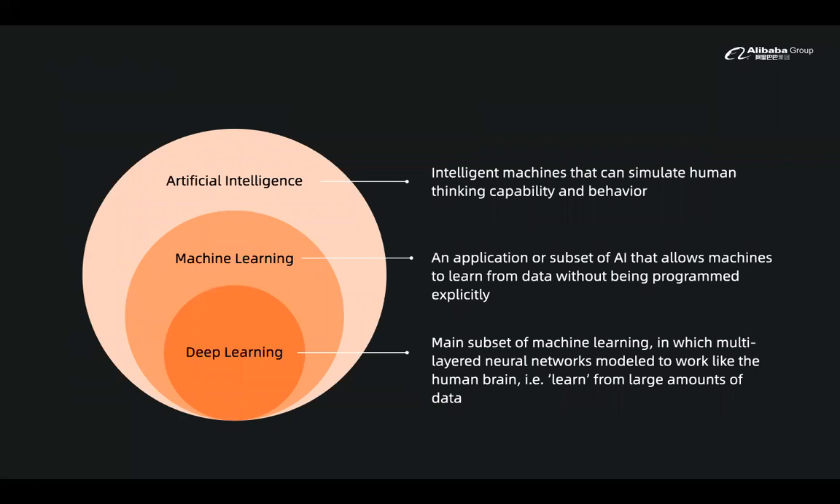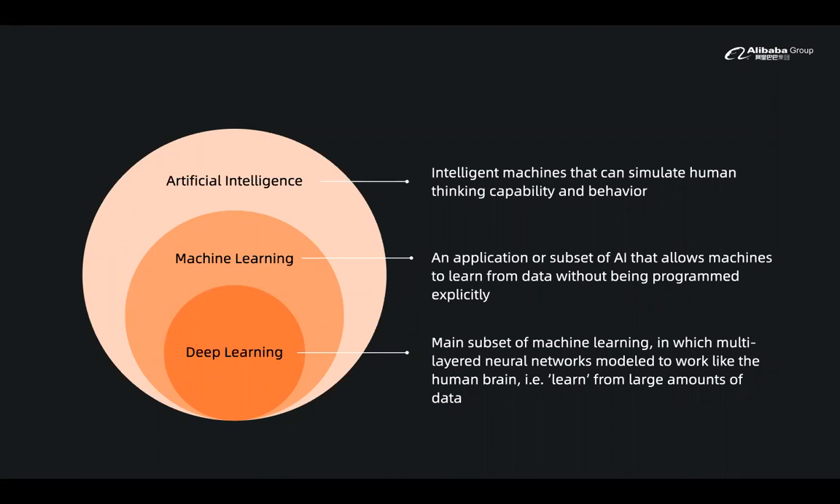And machine learning is an application or a subset of AI that allows machines to learn from data without being programmed explicitly. And deep learning is a main subset of machine learning, in which multi-layer neural network models work like the human brain, i.e. learn from large amounts of data.